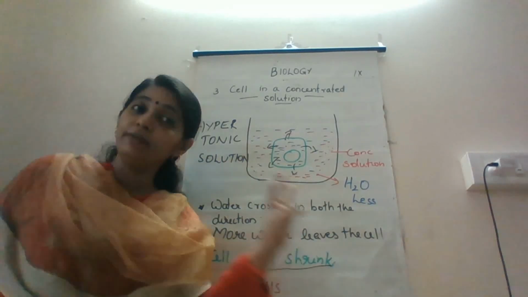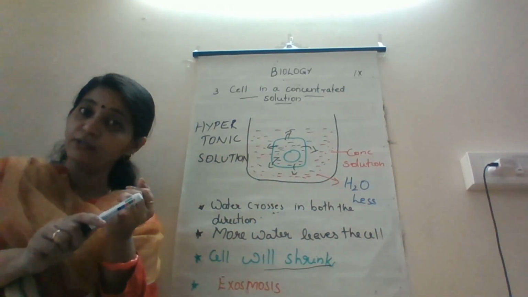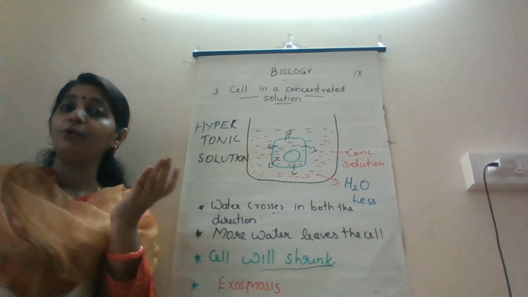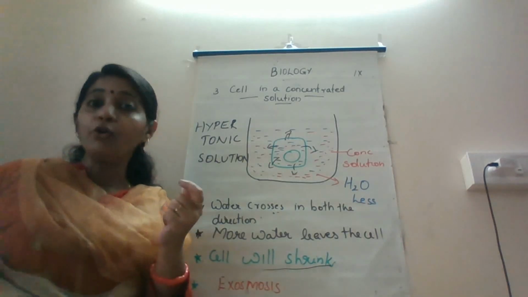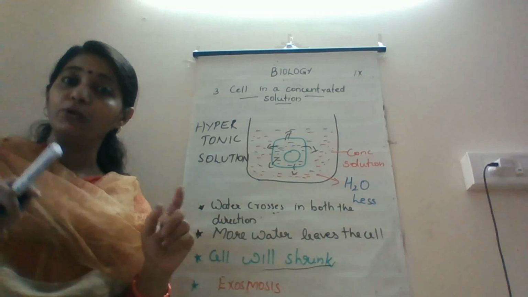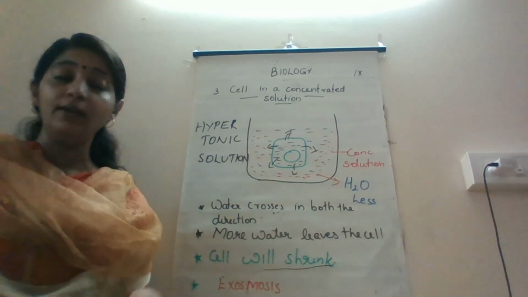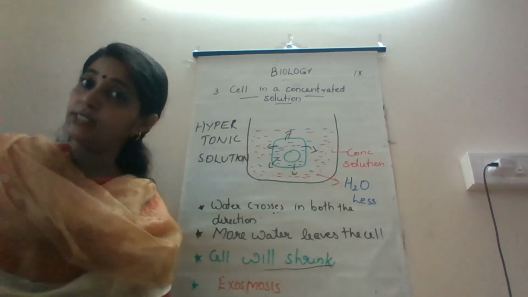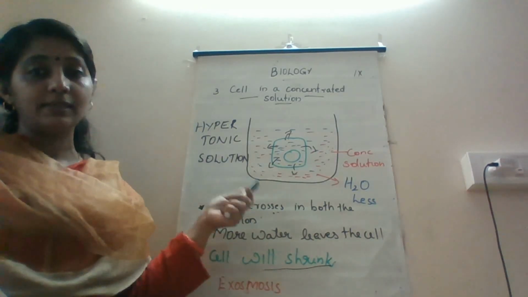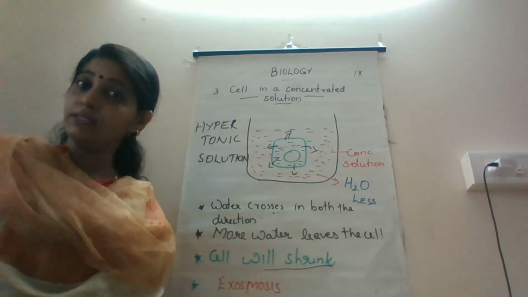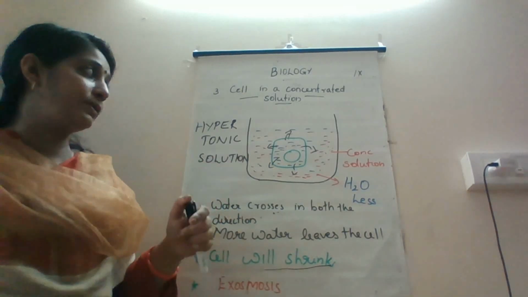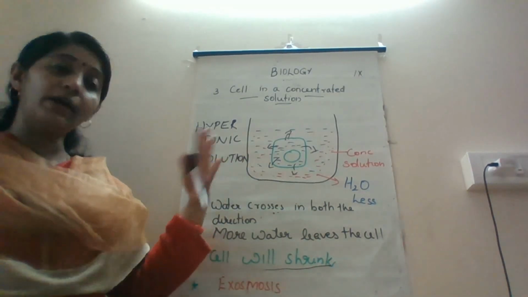So we studied three different types of solution. One is hypotonic solution, isotonic solution, and hypertonic solution. Hypotonic means a solution with more water molecules, isotonic means the concentration of water molecules is the same both inside and outside the cell, and hypertonic means a concentrated solution. So these are the three different types of solutions, and these are the three different situations that happen when a cell is in three different environments.